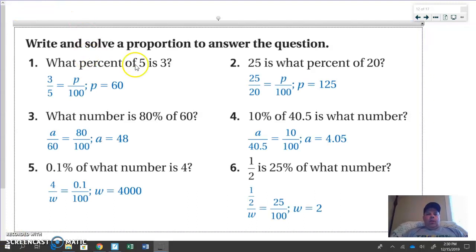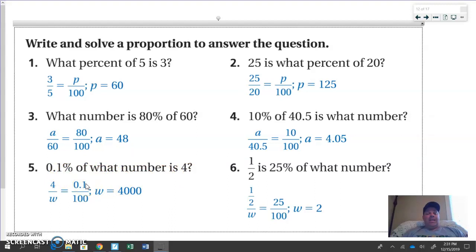As you can see in number 1, of 5 goes on the bottom, is 3 goes on the top. We do not know the percent. That's what we're finding. You can see it's 60. 25 is what percent? I don't know. Of 20, it's out of 100. Our answer is 125. What number is? We don't know. 80%, 80 over 100 of 60. Answer is 48. 10% of 45 is what number? 4.5.